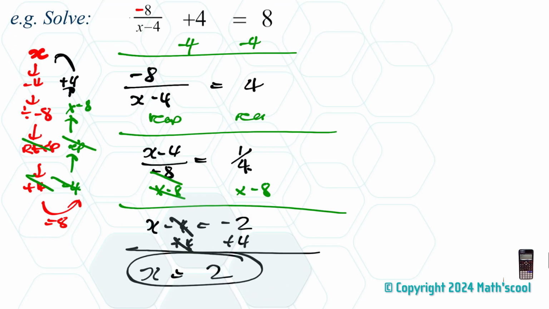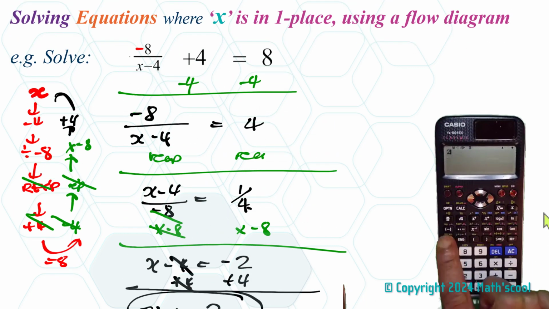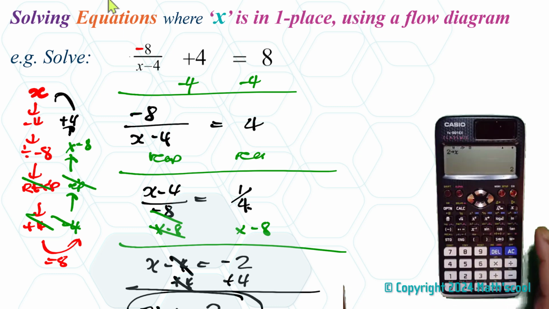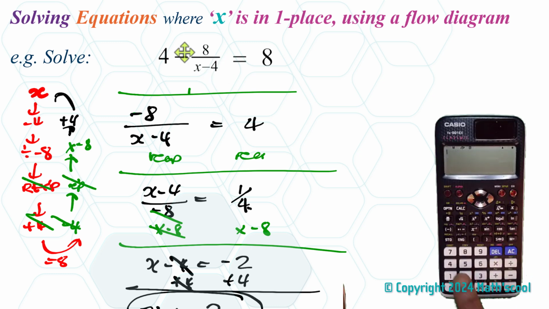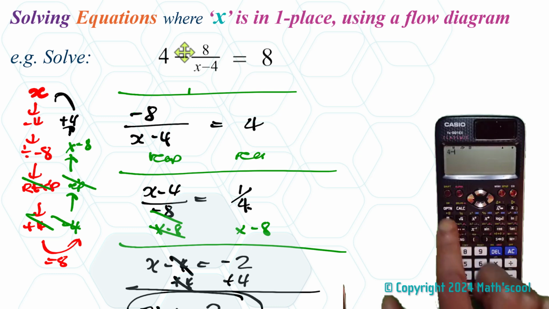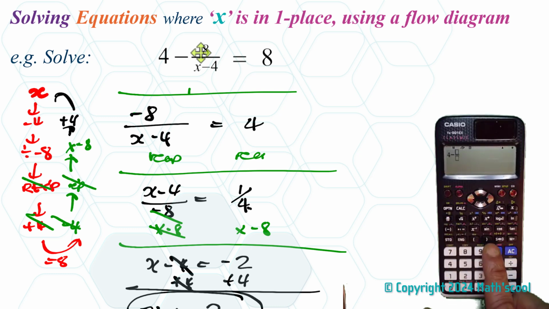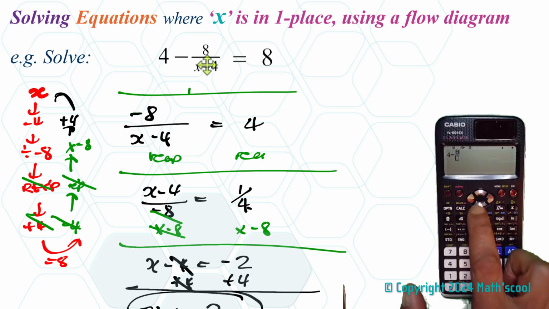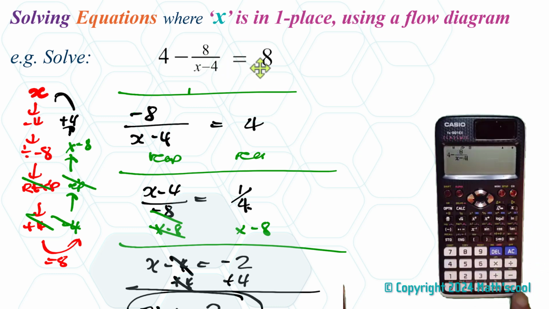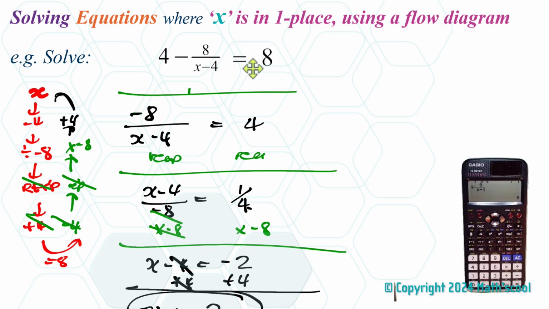Okay, let's check our answer. We got x was 2, so 2 store as x. And then let's go back to the original question. The original question wasn't this. The original question was, they had these terms the other way around, didn't they? So that was there, and that was there. Okay, so I'm just going to type in the left-hand side, 4 minus fraction 8 over x minus 4, and it should give me 8. It does, so I've checked that.